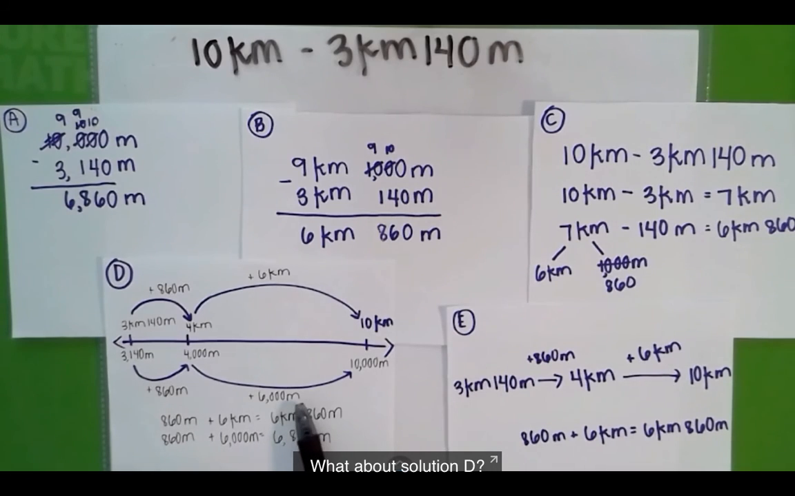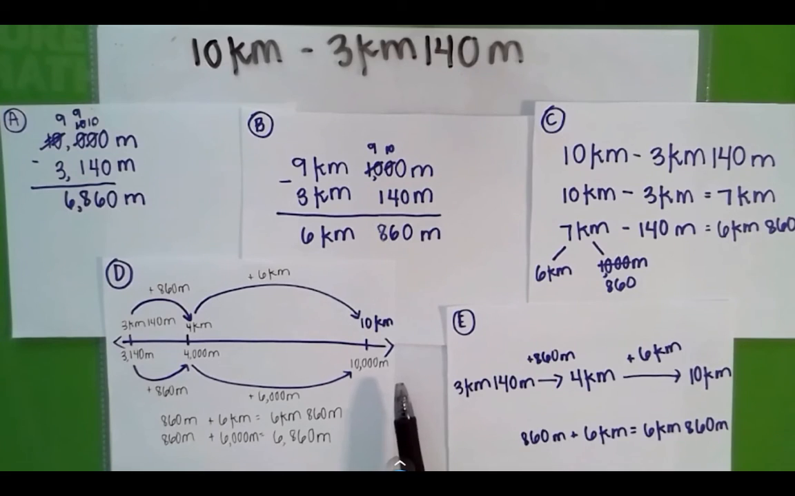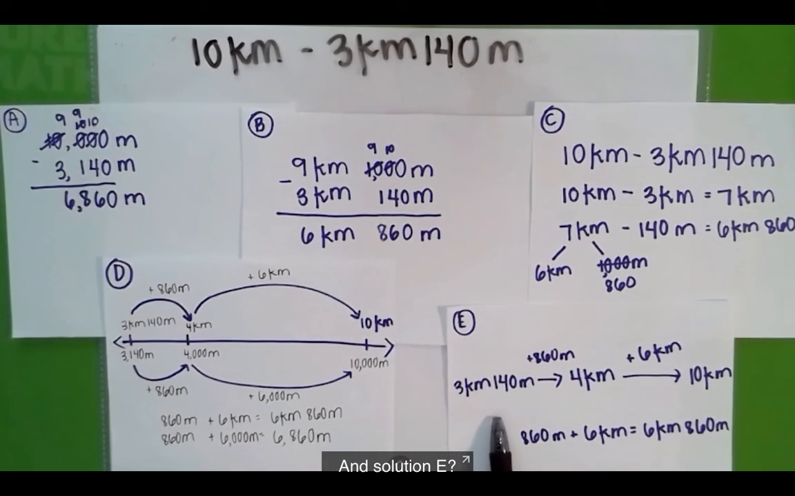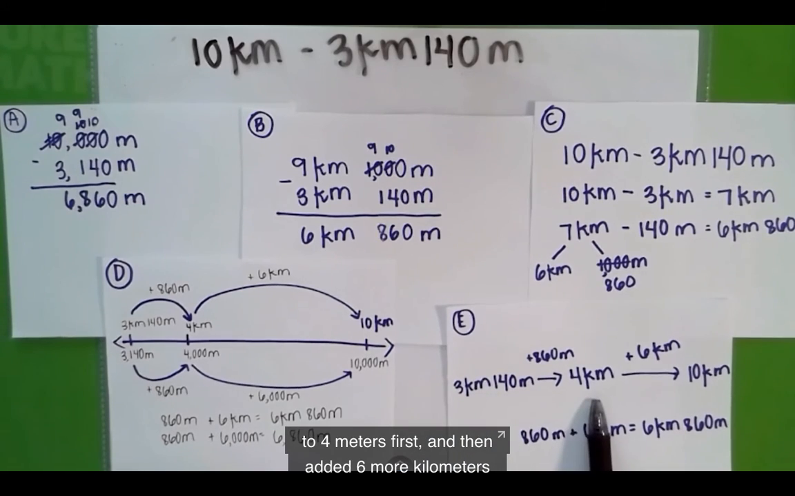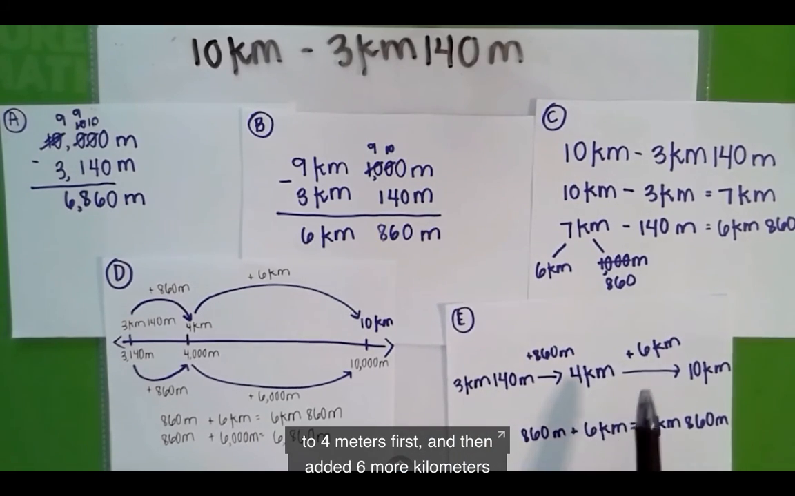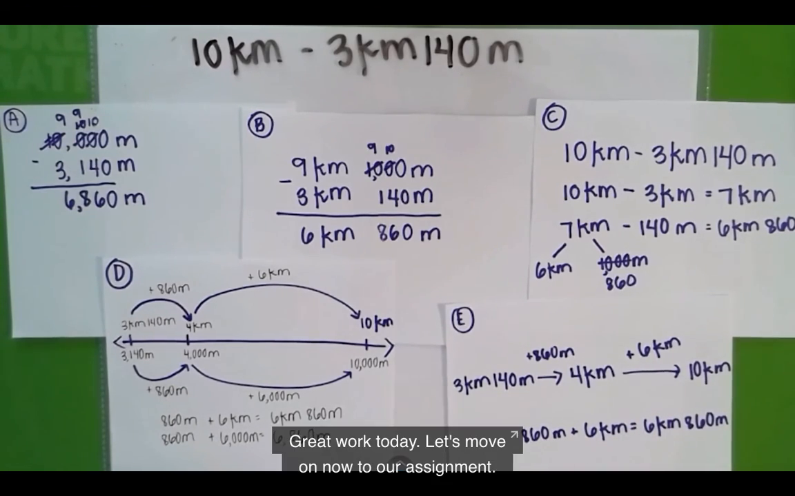What about solution D? Here, they've used a number line to show a counting up strategy. In solution E, they also counted up from 3 kilometers, 140 meters to 4 kilometers first, and then added 6 more kilometers to get 10 kilometers. Great work today.